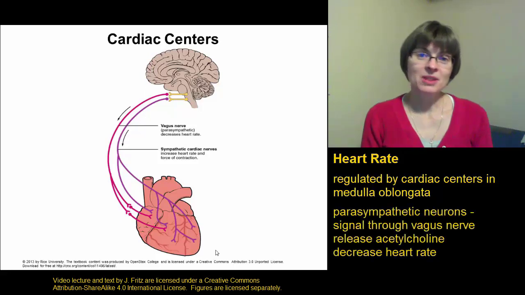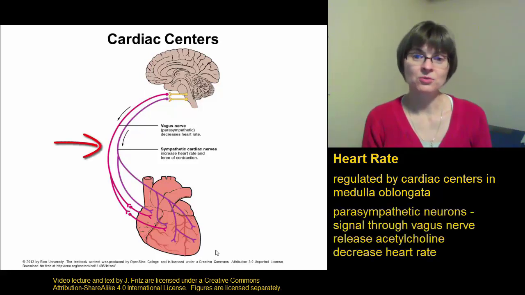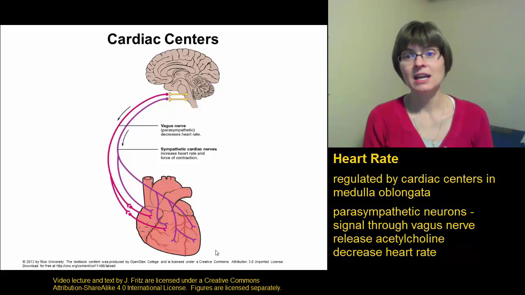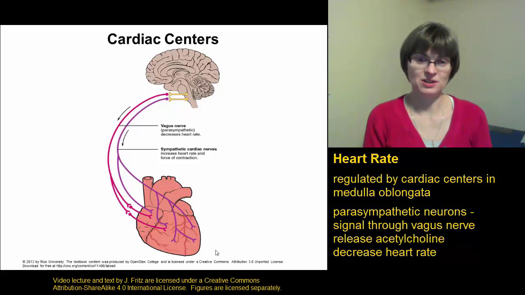The parasympathetic neurons from the cardiac centers go through the vagus nerve to the heart. They release the neurotransmitter acetylcholine. When acetylcholine binds to its receptors on the heart, it causes the heart rate to decrease.